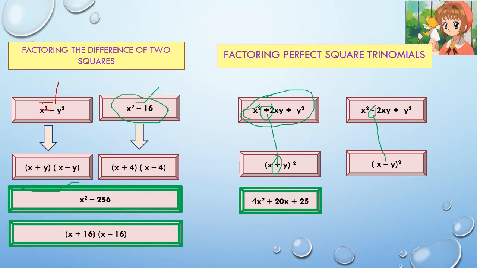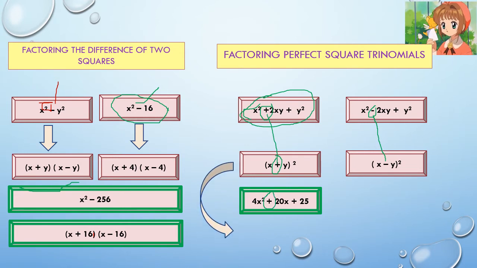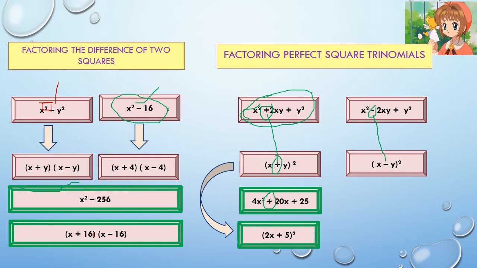Alright, so let's have an example. 4x squared plus 20x plus 25. So the separator or the operation between the first and the second term is positive. So what do you think are our factors? So use that pattern. I'm sorry for my writing. I hope you can still see it. Our answer is 2x plus 5 squared. So did we follow the pattern?